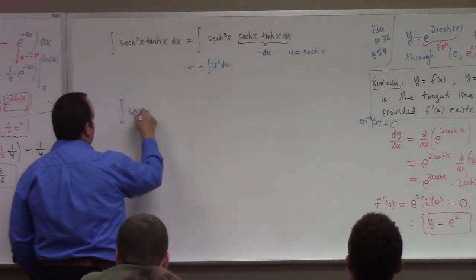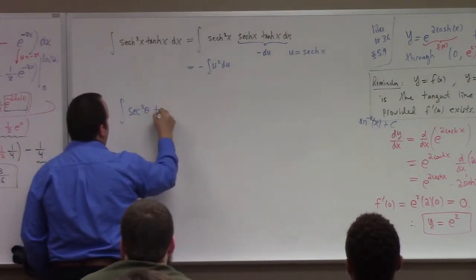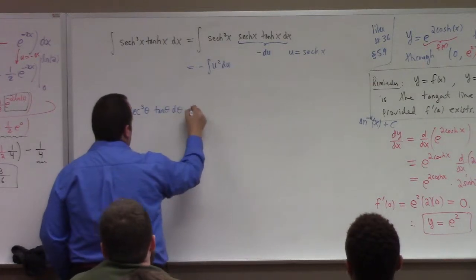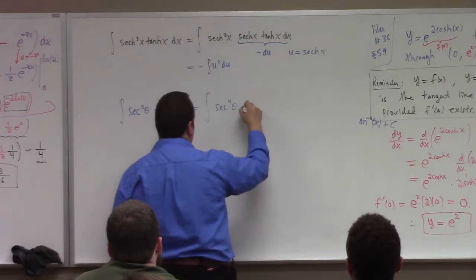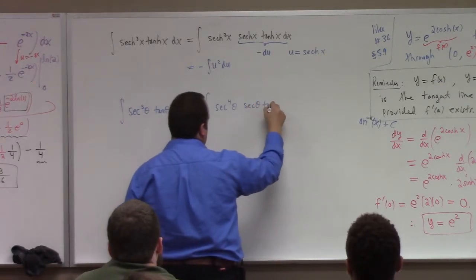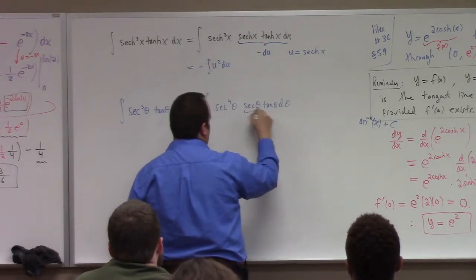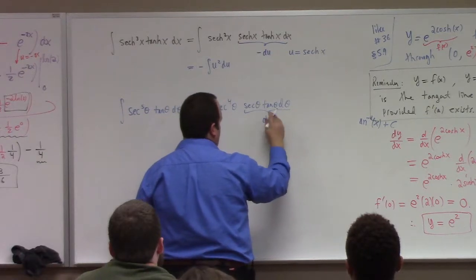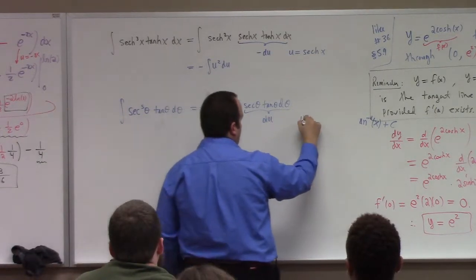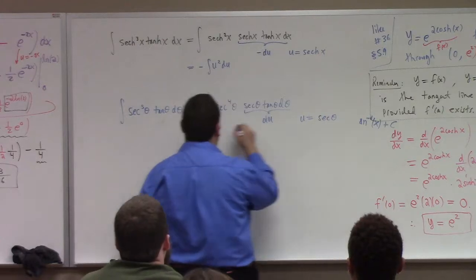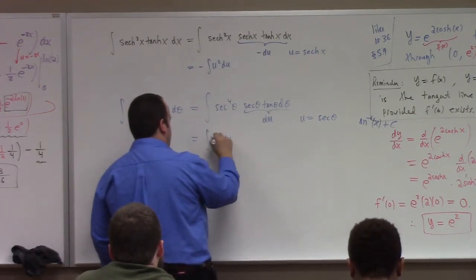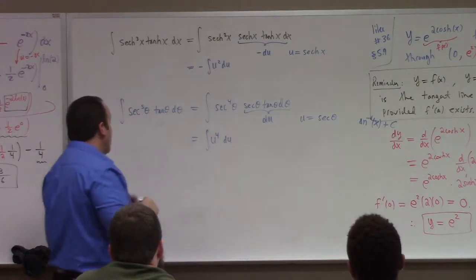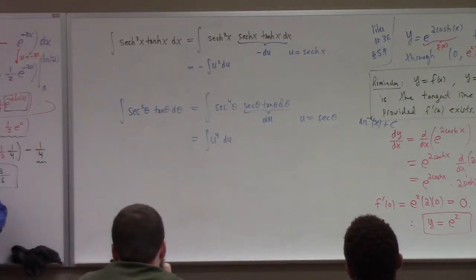Integral of secant to the fifth theta tangent theta d theta. Oh no! Check it out. Integral of secant to the fourth theta secant theta tangent theta d theta. Voila. This is du of u equals secant theta, and so this would be the integral of u to the fourth du. So the game I'm playing for hyperbolic secant and hyperbolic tangent is much like the game we play for secant and tangent.